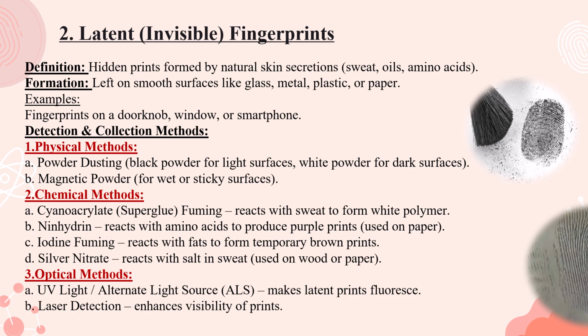First, the physical method, in which we use different types and colors of powder according to the type of surface, that is, black powder for light surfaces and white powder for dark surfaces. Second is the chemical method, in which we use fuming methods where the fumes react with amino acids of our sweat and produce colored prints, for example brown prints in the iodine fuming method. And third is the optical method, in which we use UV and alternate light sources, where latent prints become visible through fluorescence, and laser detection, which enhances visibility of prints.